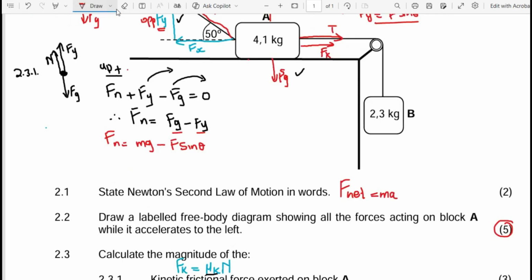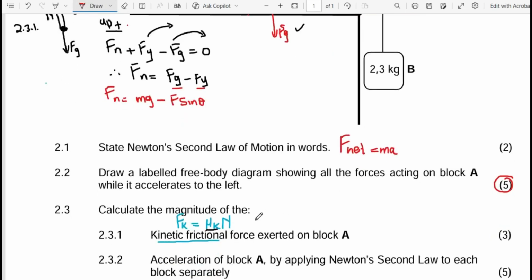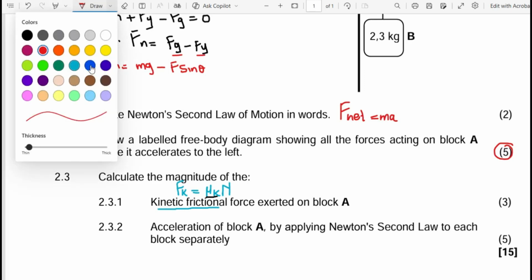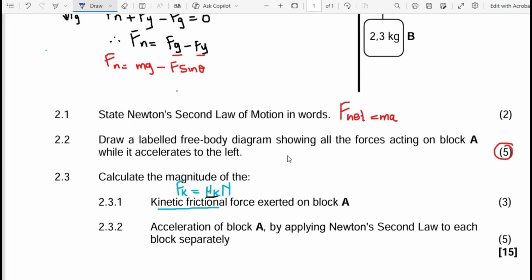So now, this tells you that to calculate 2.3.1, this is what we should write on the paper. We're going to say for 2.3.1, the kinetic frictional force is equal to the UK times the normal force. But now it's easy because you know what the normal force is. It's mg minus F sine of theta. Guys, if the force is applied at an angle, it's always in that case.